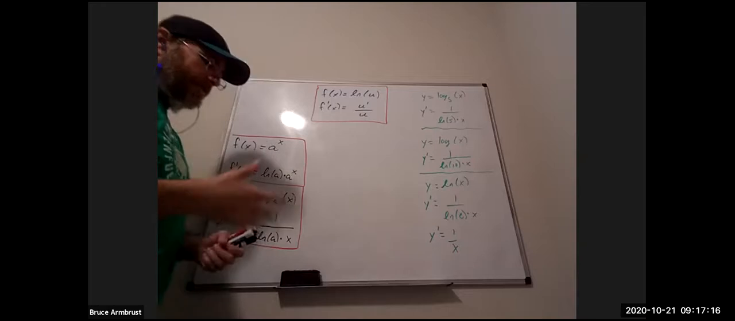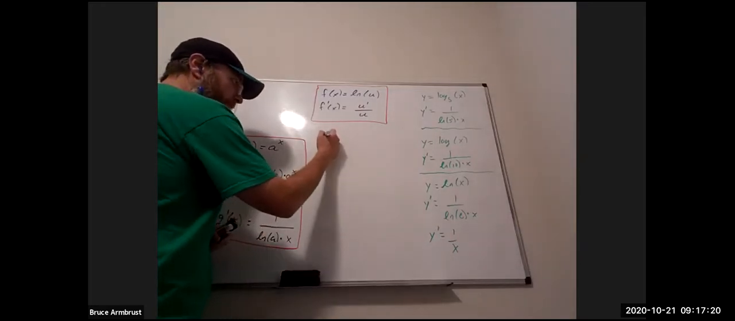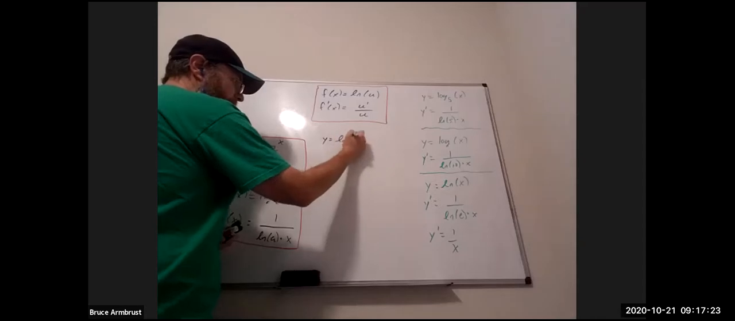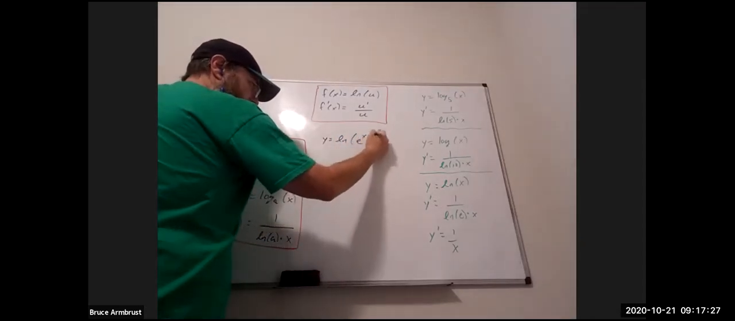So I think I showed you some examples last time, but we'll do a couple more here just in case. So for example, let's say y is equal to the natural log of e to the x plus x.